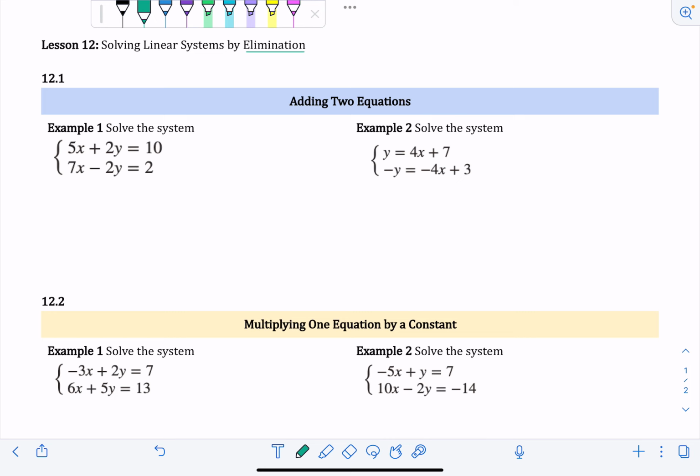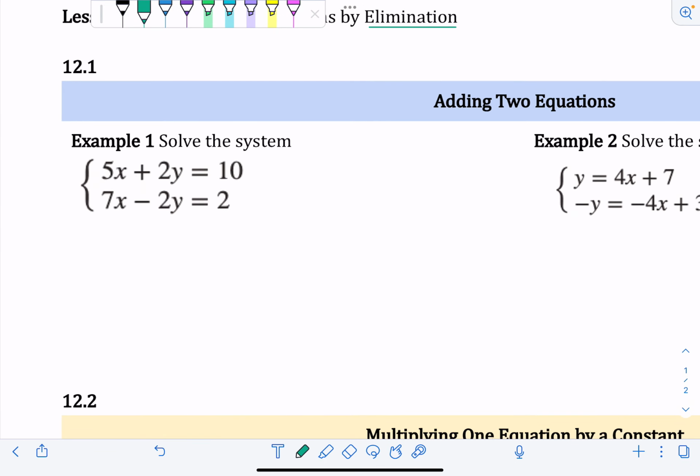So 12.1 is adding two equations. Example 1 is solve the system 5x plus 2y equals 10 and 7x minus 2y equals 2. When you're solving by elimination, we want a pair of variables in each equation that have the same coefficient, which is the number in front of the variable. Like right here I have a 2 and a 2, and it's even better if they have opposite signs. One is positive, one is negative.